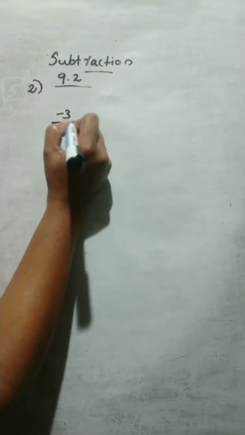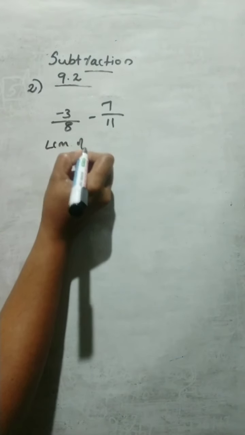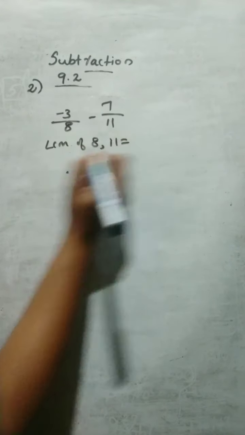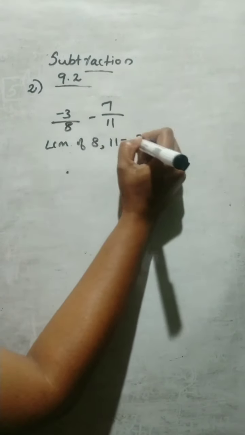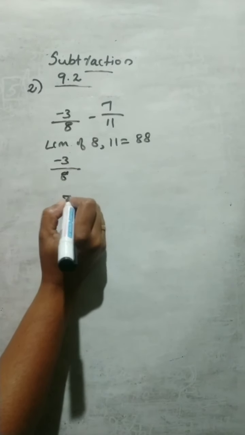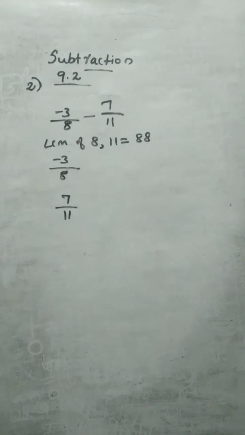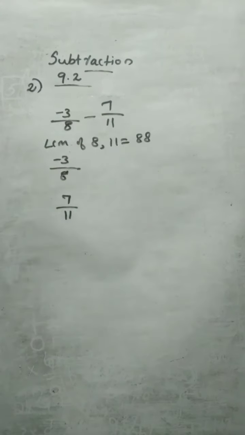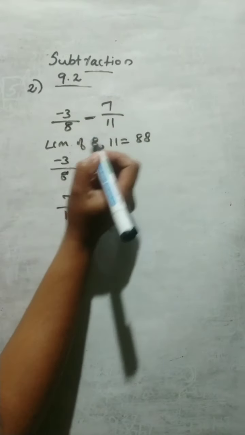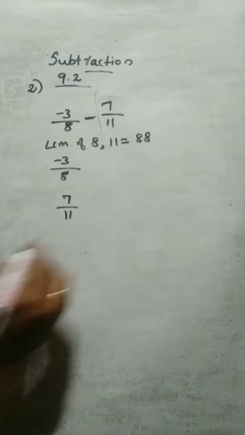Minus 3 on 8 minus 7 on 11. So here the LCM of 8 and 11 will be 88. Then negative 3 on 8 and 7 on 11. Here this sign is meant by subtraction. For this subtraction, we have to consider this 7 on 11 as positive.